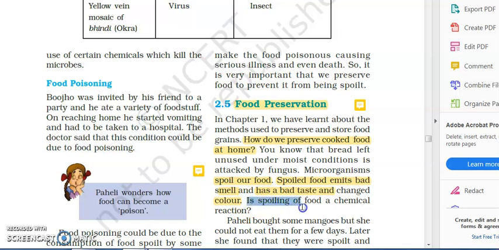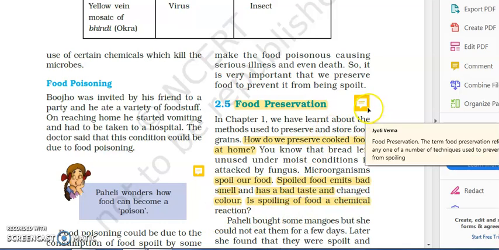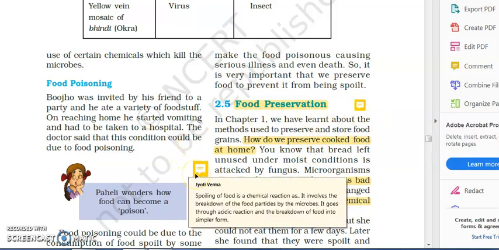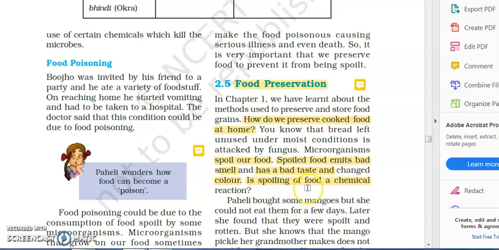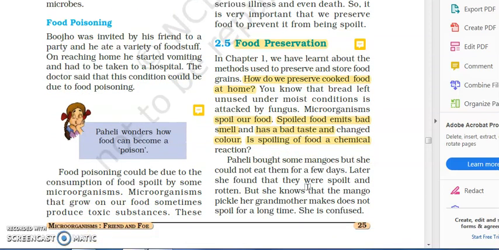Now, spoiling of food is a chemical reaction. Yes, spoiling of food is a chemical reaction. It involves the breakdown of the food's particles by the microbes. It goes through an acidic reaction and the breakdown of the food into a simpler form. This way we can explain that spoiling of food is a chemical reaction.